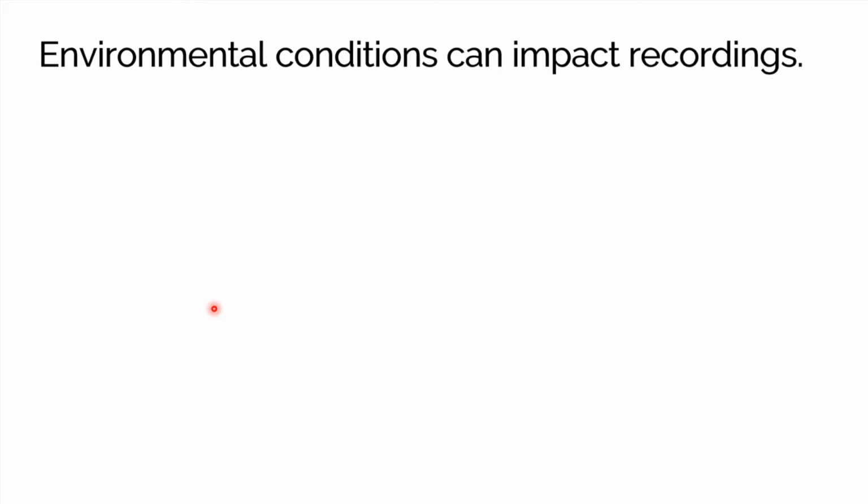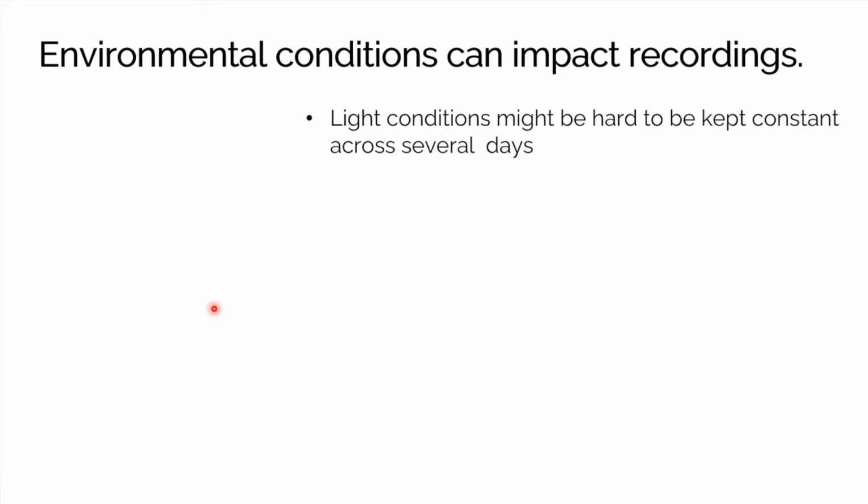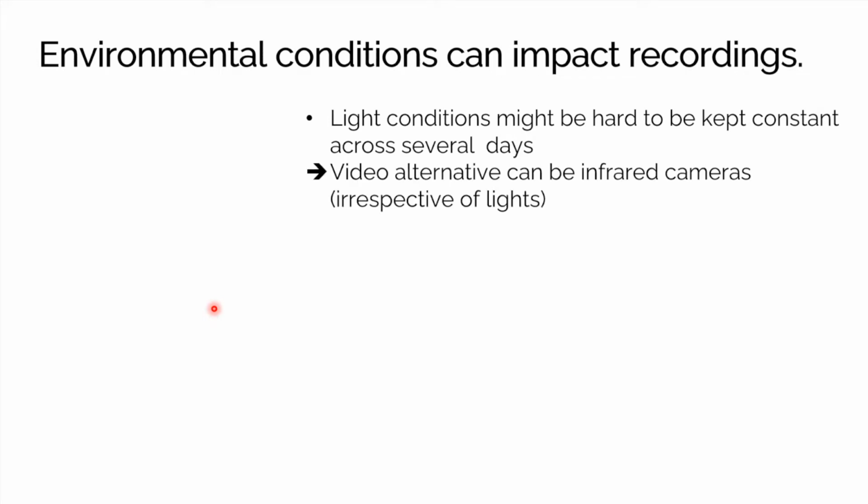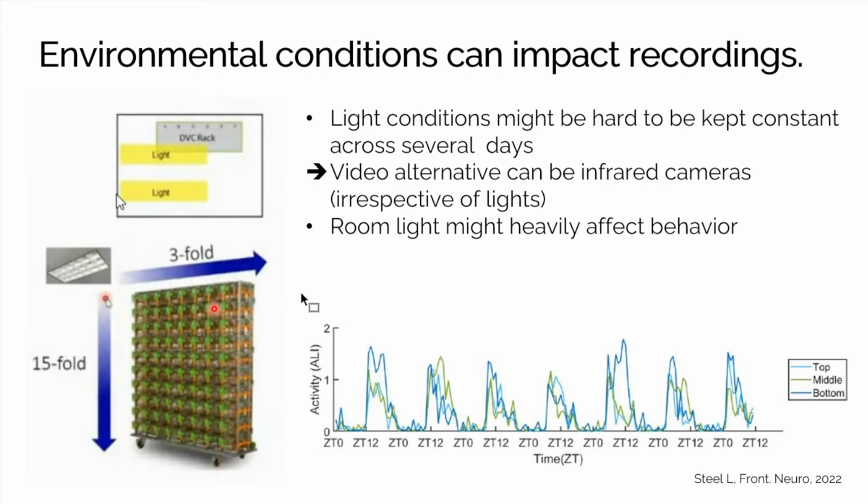Environmental conditions can impact the recordings very heavily. And those conditions might be hard to keep constant across several days. As a video alternative, of course, infrared cameras can be used, which are irrespective of light. But the room light can actually affect the behavior. And this is an example here with a rack, and there was a light just next to it.